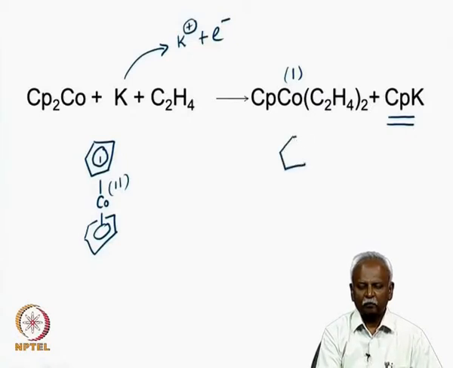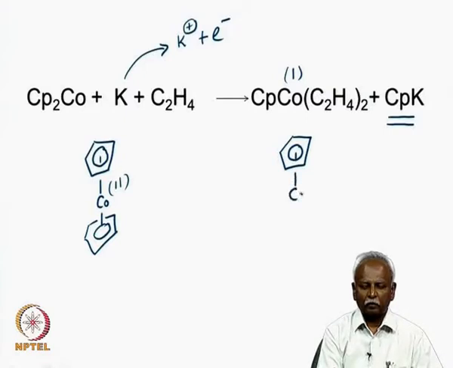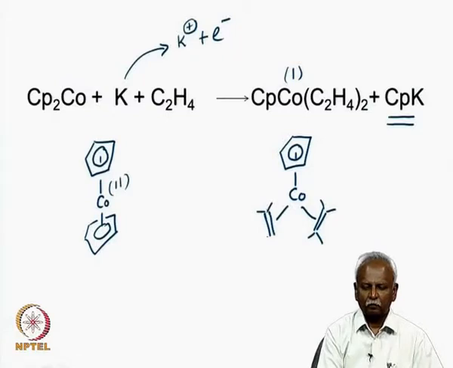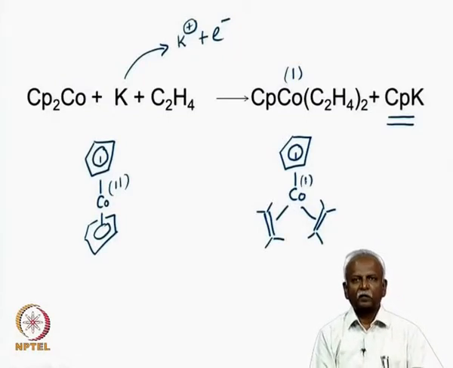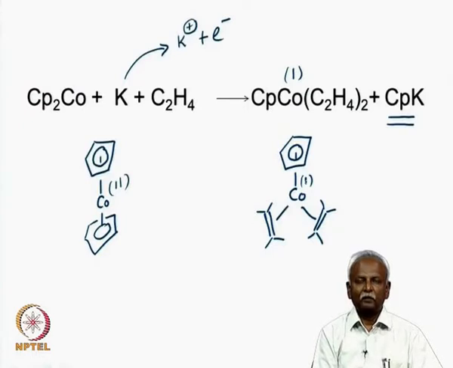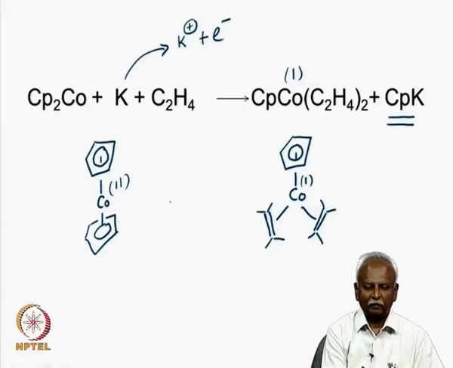So, this complex can be drawn as follows. You can have 2 ethylene moieties which are bonded in a symmetrical fashion to the cobalt 1 species which is present in the center. Although we have not studied cyclopentadienyl complexes up to now, we can understand that because we have 5 carbons coordinated to the cobalt 1, they will in the neutral method give 5 electrons.